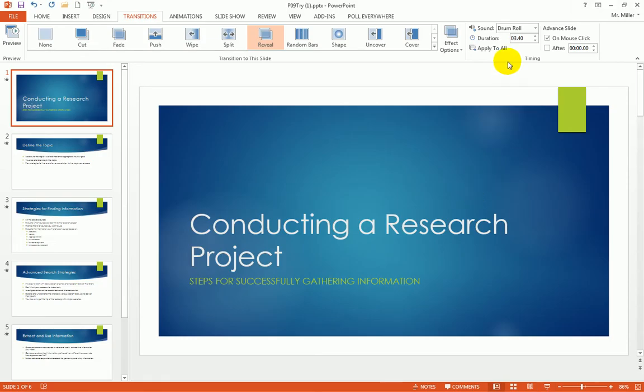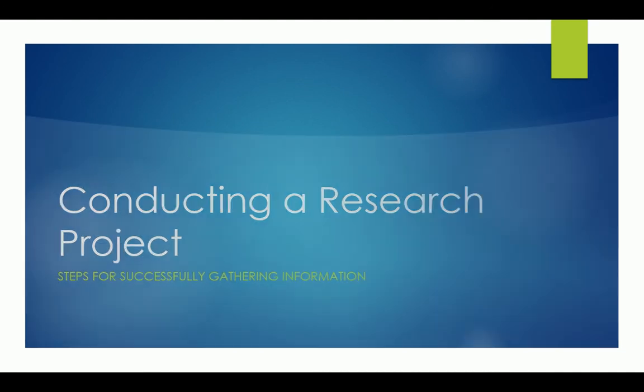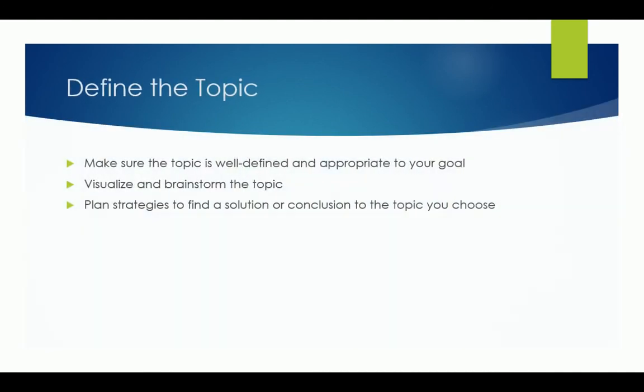Now, if we wish to apply this setting to all the slides, we can use Apply to All. Now do be careful. When you use this Apply to All, not only is it going to copy the drum roll to every transition, but it's also going to copy the transition of Reveal to every slide as well. So when we click Apply to All, now when I start the slideshow, you hear the drum roll, you have the Reveal option. Going to the next slide also is Reveal.